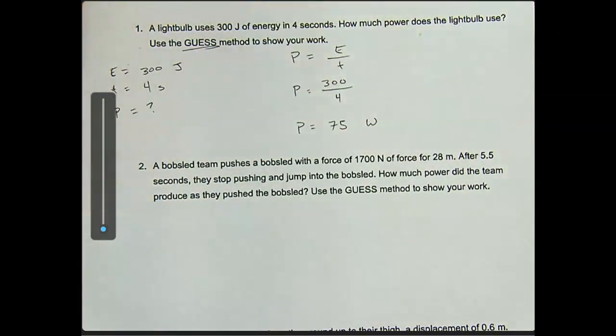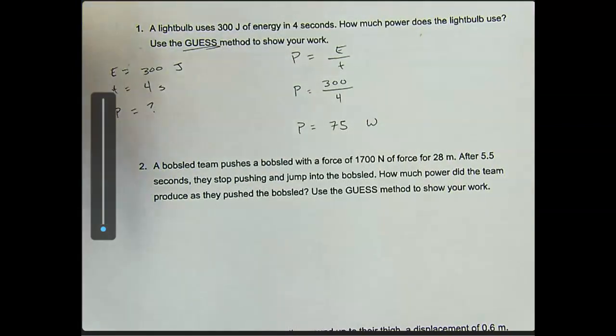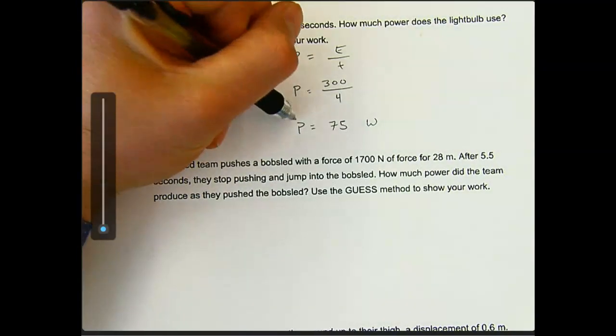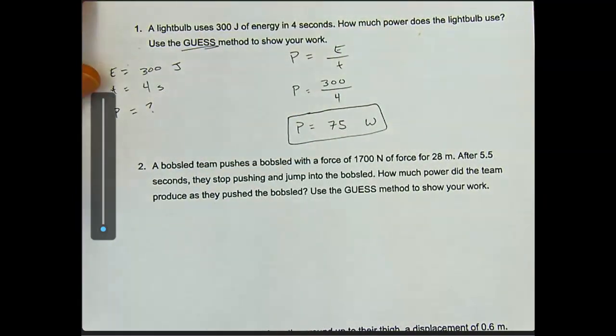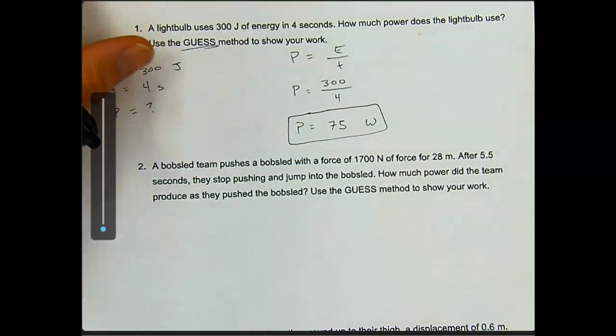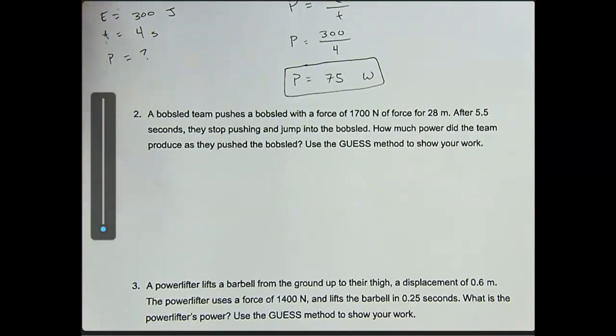So when you think about a light bulb, you can think of like a 60-watt light bulb or a 75-watt light bulb. This is a 75-watt light bulb, which is a pretty common light bulb that you would find in a store. All right, let's move on to the next one, maybe a little bit trickier, number two.